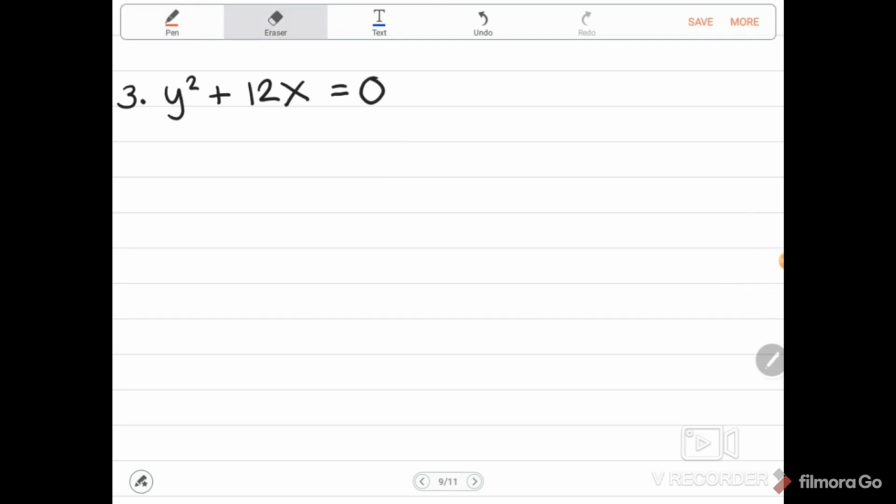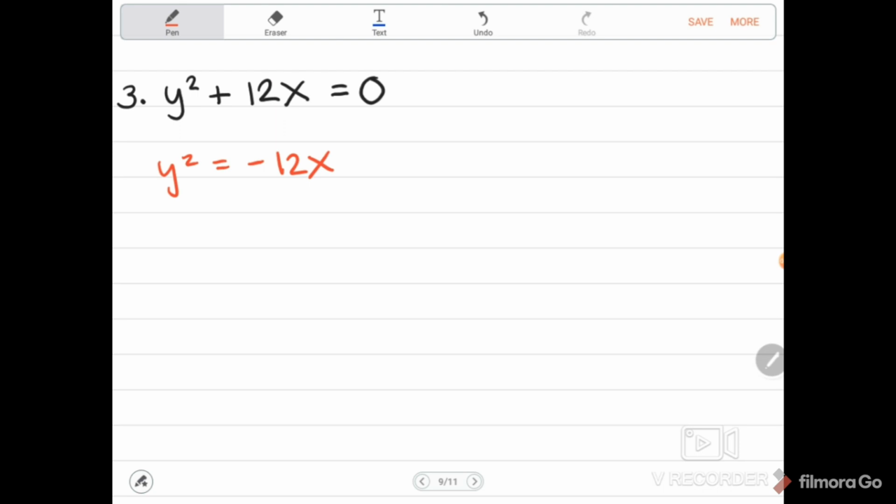Next, number 3. Y squared plus 12x is equal to 0. So, paano ang gagawin natin dyan? Kung alin yung naka-squared, siya yung nasa left side. So, ililipat natin si 12x. We will be having y squared is equal to negative 12x.